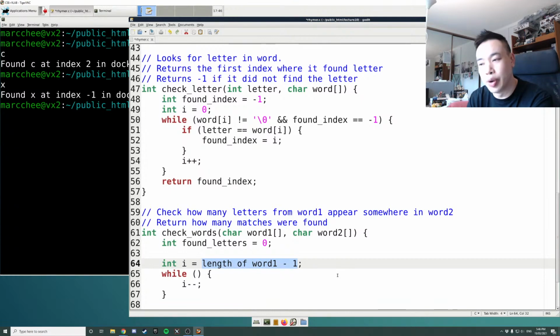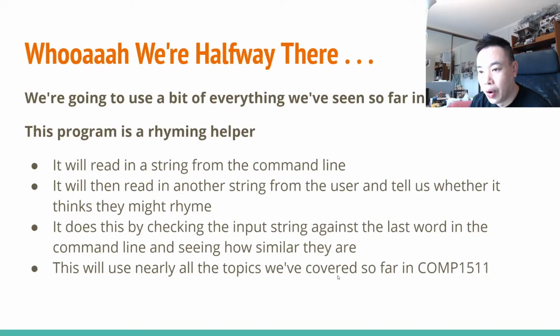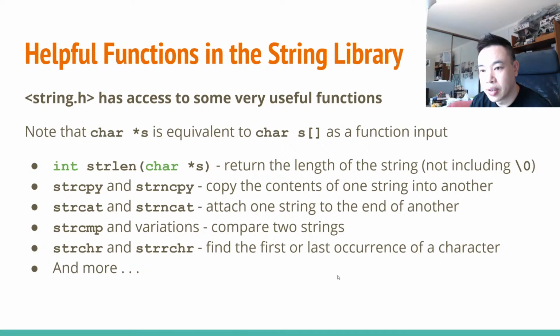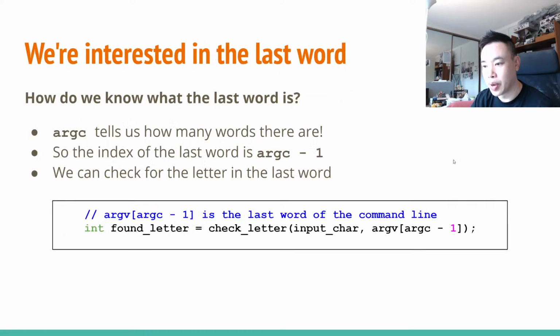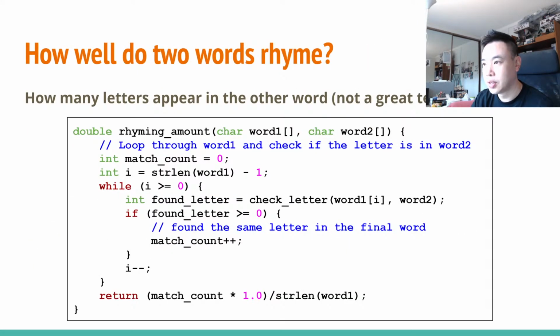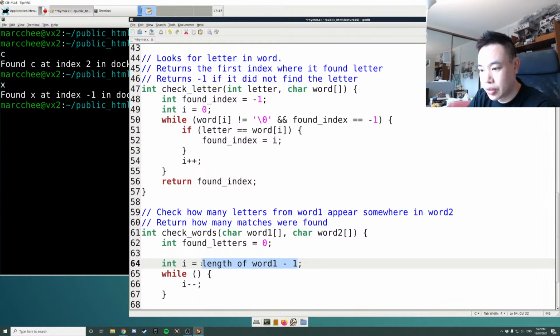How do I get the length of word 1? I could write another function that does it. Or, where is it? I could go here. int strlen, character pointer, which is a string. Return the length of the string, not including the null terminator. Handy. Why don't we use that? Okay, where are we up to? Yep, here. And I used it here as well. So strlen will give me the length of word 1.